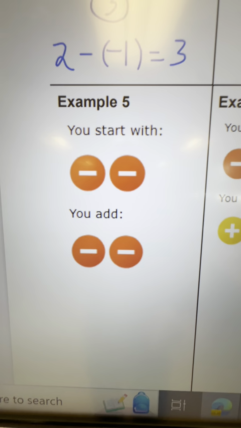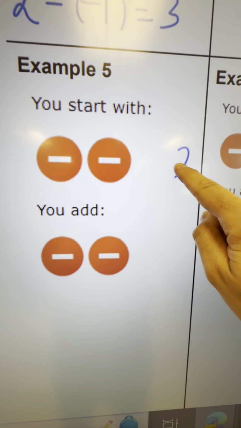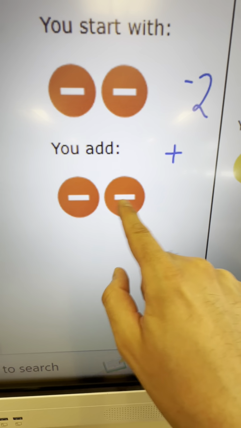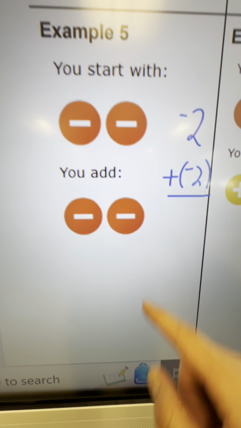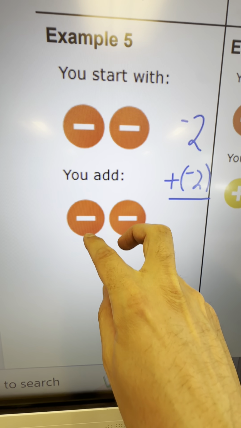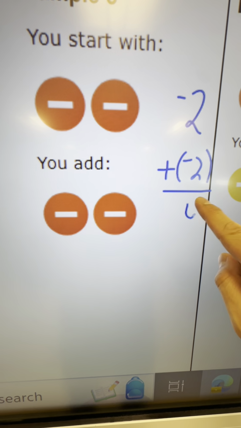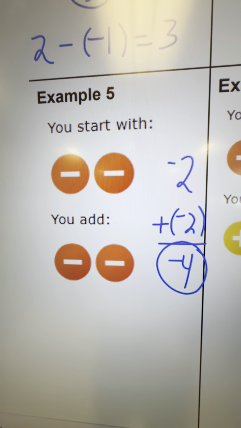All right, in this next example, it says you're starting off with 2 negatives. So I'm starting off with negative 2, and I'm going to add 2 more negatives. So if I have 2 negatives and I add 2 negatives, you can see there are no zero pairs. So altogether, we have 4 negatives. So that's my answer. Negative 2 plus negative 2 is negative 4.